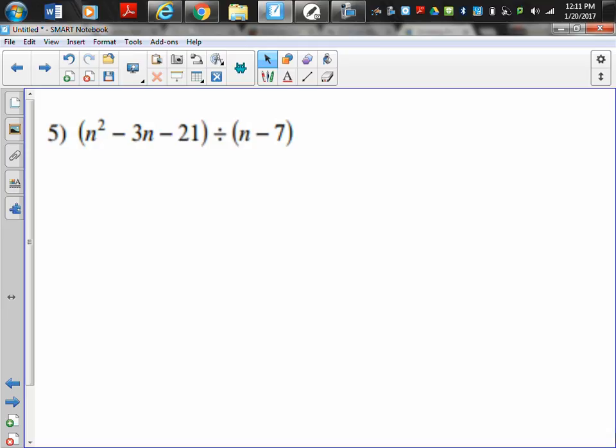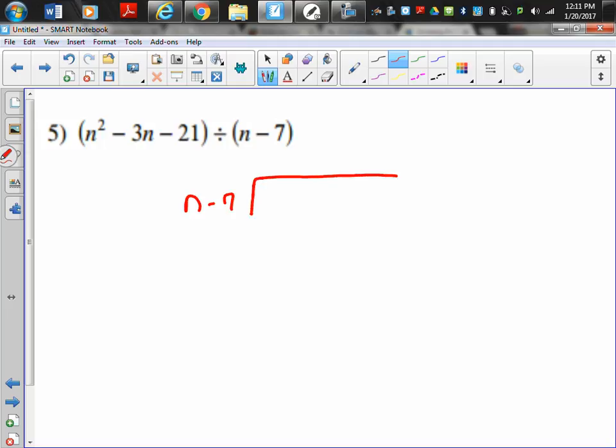All right, so we start. The divided by goes on the outside. So we have n minus 7 into n squared minus 3n minus 21.